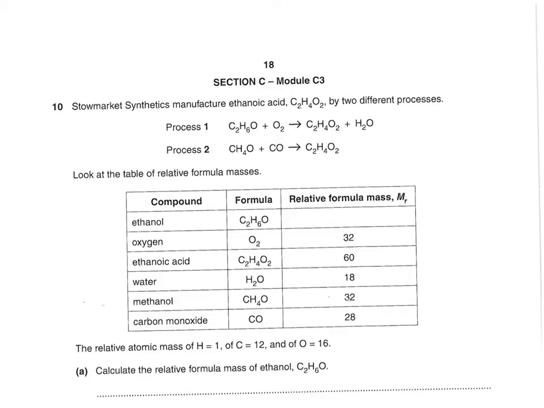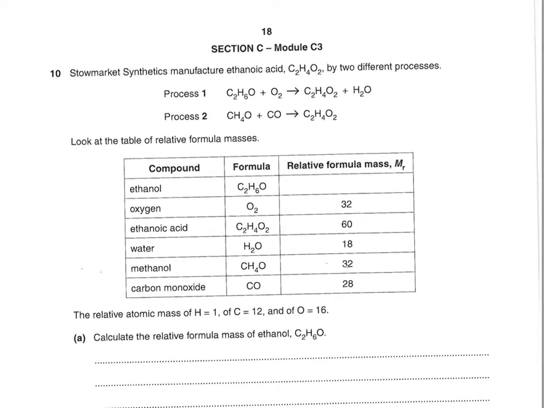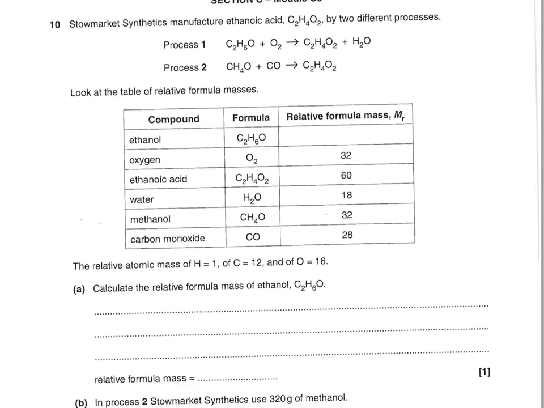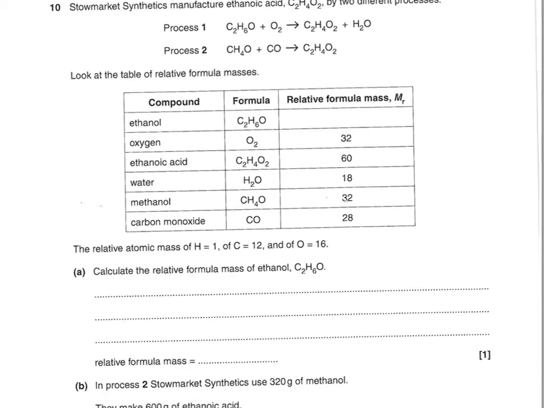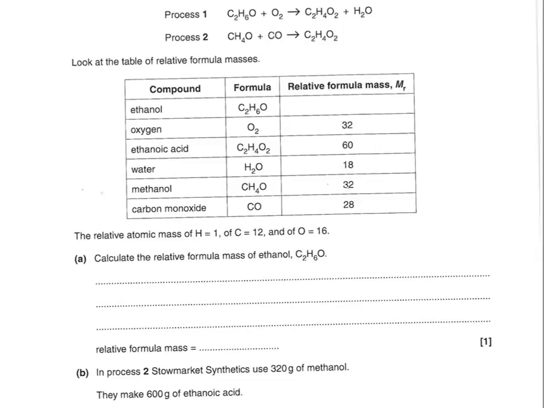Next question. Stowmarket Ethics manufacture ethanoic acid by 2 different processes. And then it gives you a table of relative formula masses. It says calculate the relative formula mass of ethanol. So remember, relative formula mass is where you add together all the masses of the different atoms that are in there and the number of atoms. So you've got 2 carbons, and you know that because of that little 2 after the C. You've got 6 hydrogens, and you've got 1 oxygen.